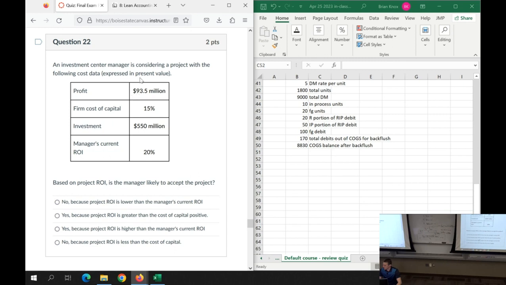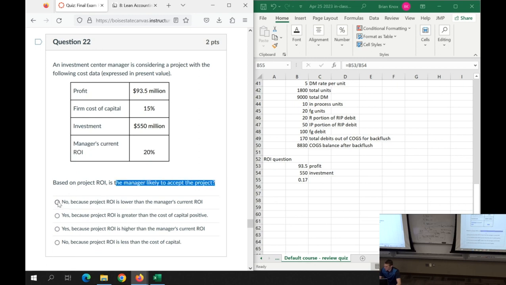So real quick, we're considering a project based on ROI only, it sounds like. We're asking whether or not the manager will accept it. All right, so this project has 93.5 million profit and 550 million investment. So the ROI is the quotient of those two, or 17%, and it falls right in the donut hole. It's below the manager's current ROI, but greater than the cost of capital. So the firm would be like, yes, 17% is good. The manager's like, no, 17% is bad. So is the manager likely to accept the project?